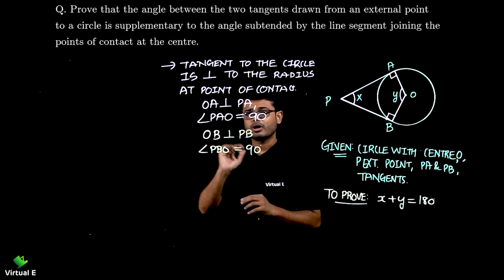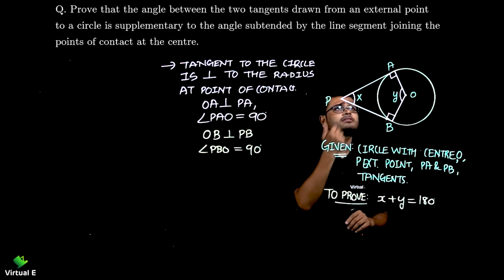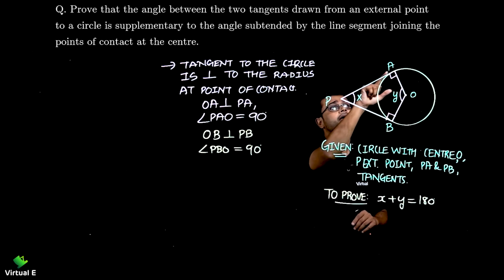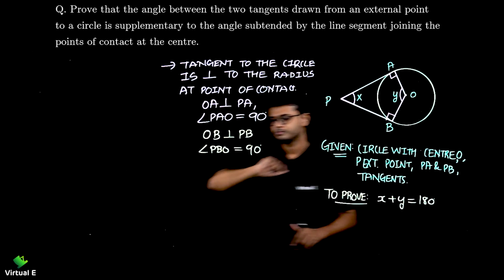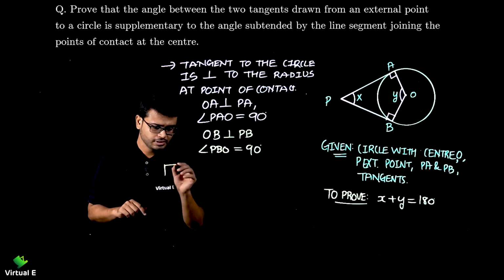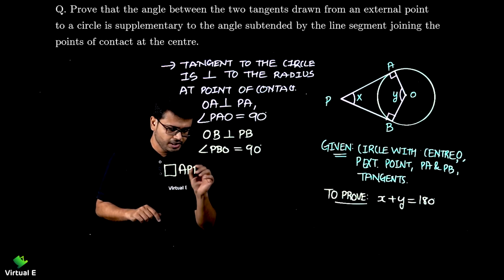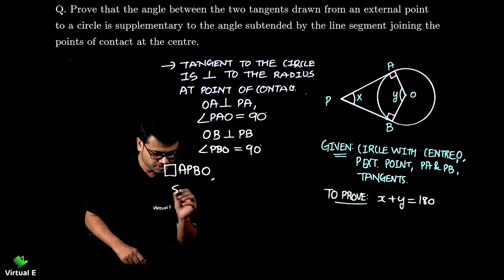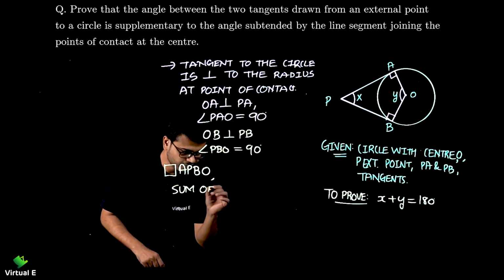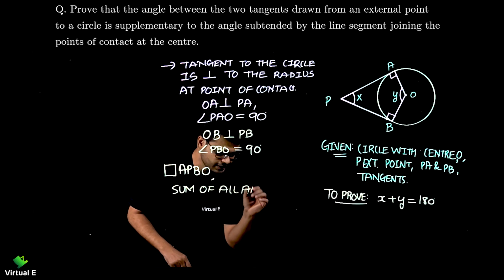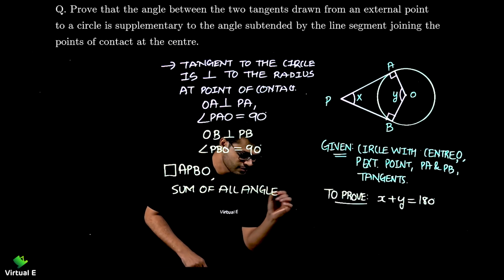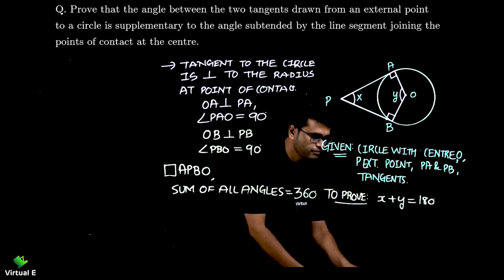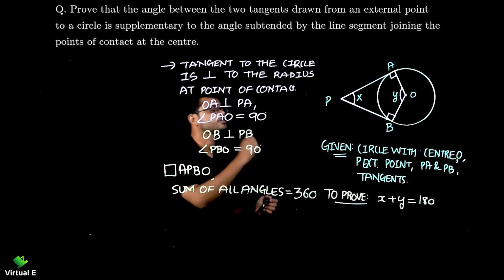Now let's take the quadrilateral. Which quadrilateral? Very simple, it is visible, four sides. So I am going to take quadrilateral APBO. Let's take the sum of all angles. The sum of all angles is equal to what? 360 degrees. We are aware of it. Let's use that result over here.